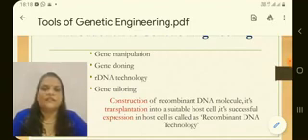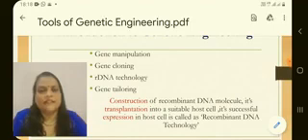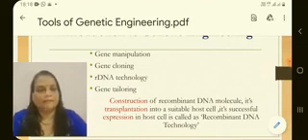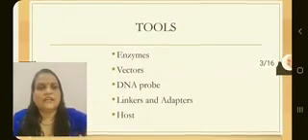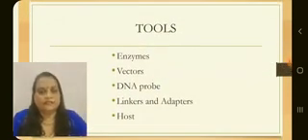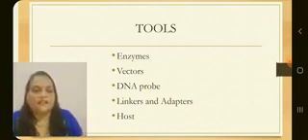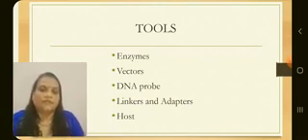The technique of genetic engineering is also known as rDNA technology, that is recombinant DNA technology, or gene manipulation, or gene tailoring, or gene cloning. All this indicates genetic engineering. Various tools are required for genetic engineering, which include enzymes, vectors, DNA probe, linkers, adapters, and host cells. In this video today, we are going to discuss one of the tools of genetic engineering, that is enzymes.